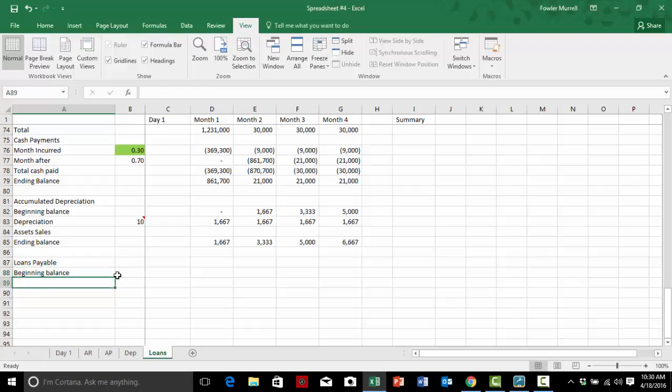What makes loans payable increase? Well, it would be new loans. What makes loans payable decrease? It's the principal reduction. And then we have an ending balance.